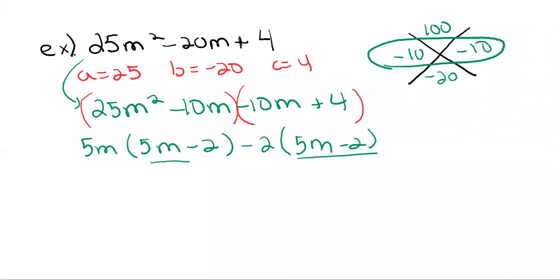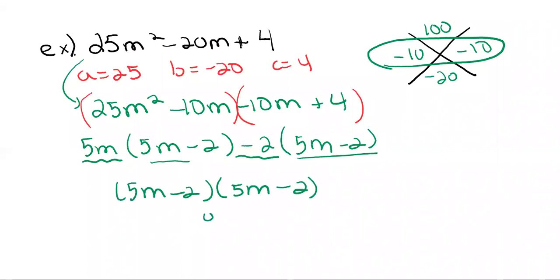So there's our blob, 5m minus 2. And in front, we have a 5m minus 2. So it repeated itself. It's the same factor. So if we want to be cute, we can write it as 5m minus 2 squared. They have a name for this. This is called a perfect square trinomial.